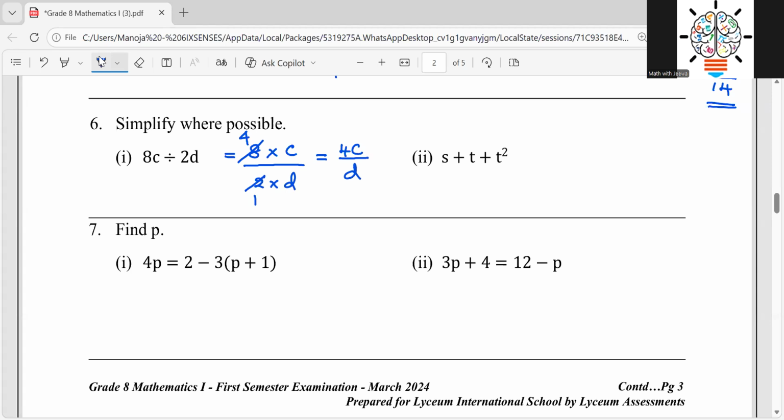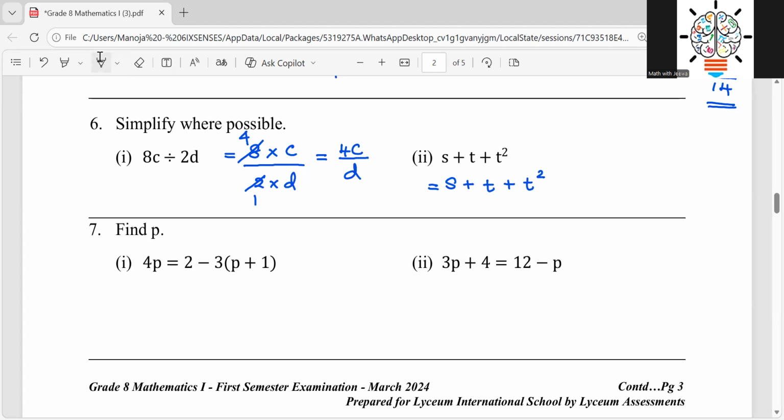Can you add t and t square? No, they are not like terms. T is something else, t square is something else, even though both of them are t. The power is different. Just t means t to the power 1. And then t to the power 2 is totally different thing. So you can't do anything here. You just write the answer because none of them are like terms. So you just write s plus t square. That's it, right? You can't do anything else. You just rewrite the question they have given, right?